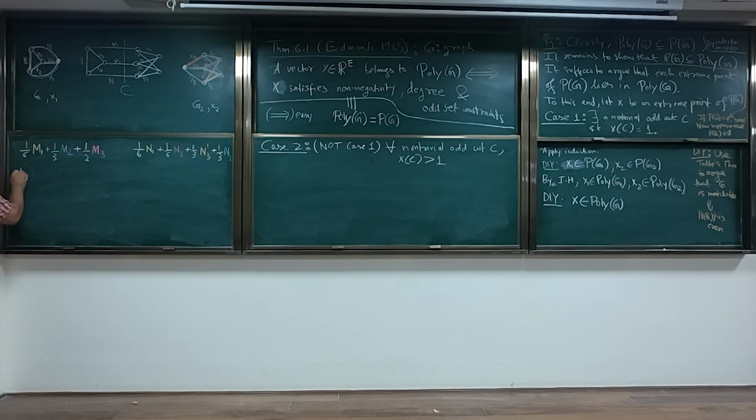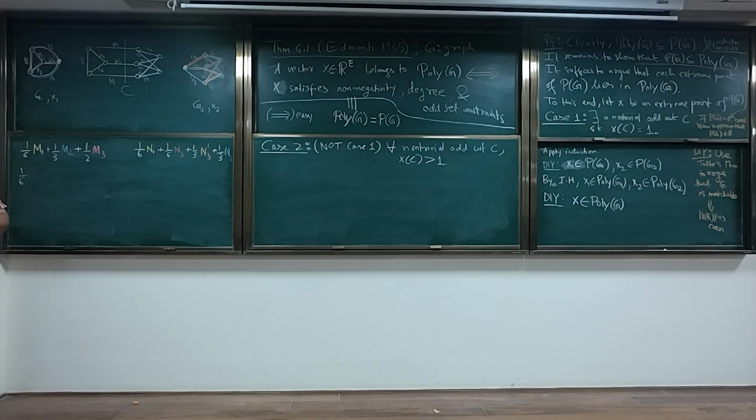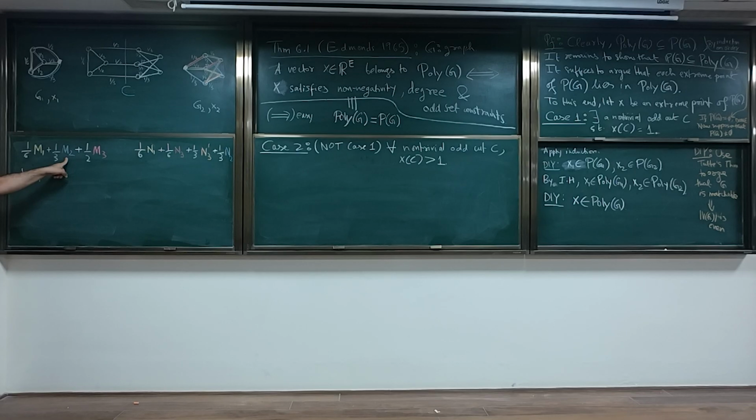I can write this as 1/6 times M1, which is fine. I don't need to change anything. This one I can split into 1/6 times M2 plus 1/6 times M2.